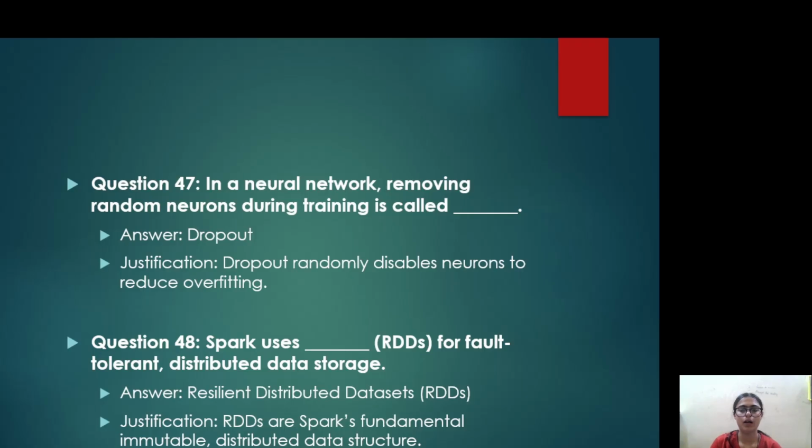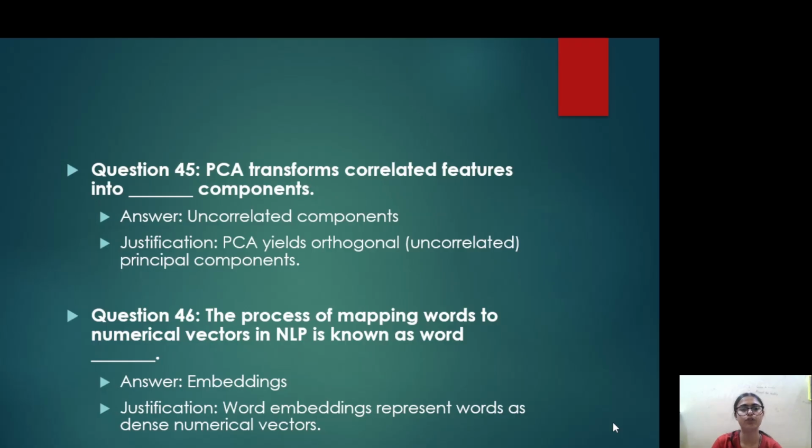Next is PCA transforms correlated features into dash components. So PCA, that is principal component analysis, transforms correlated features into uncorrelated components. Here, uncorrelated components are formed from combinations of the old features, but they do not overlap the information. They become just independent. This helps reduce redundancy and makes the model faster and more accurate.